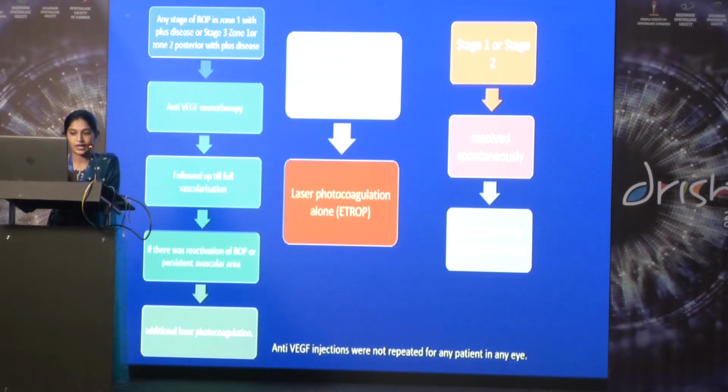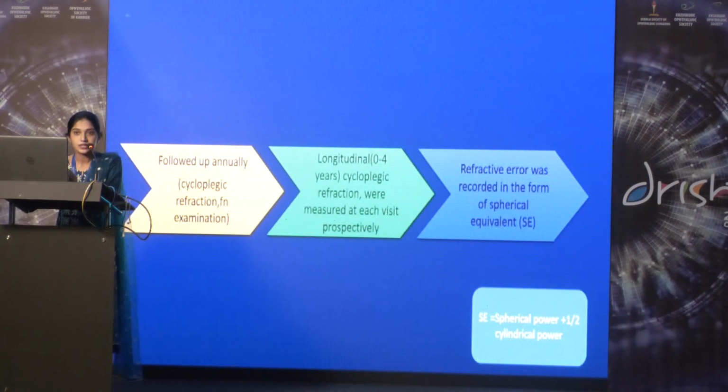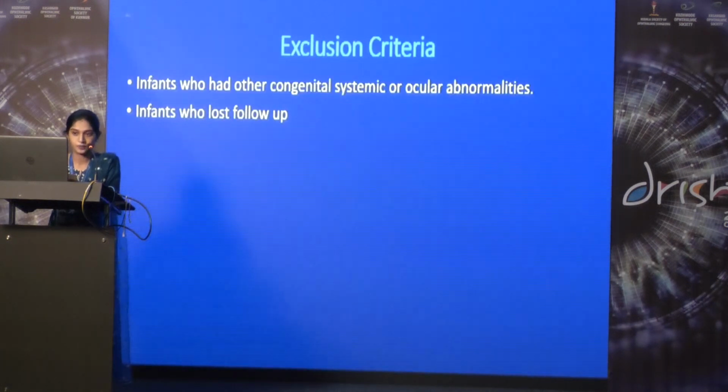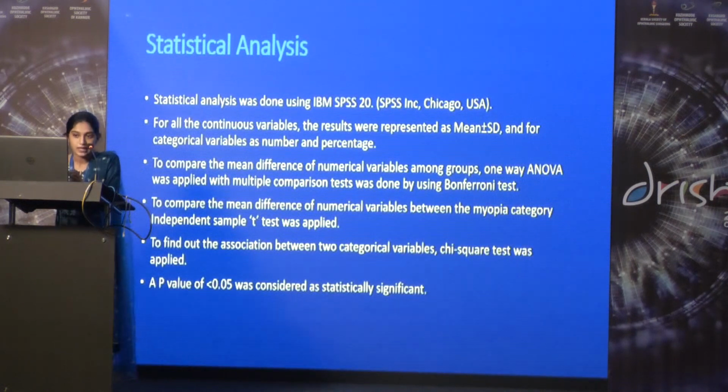Anti-VEGF injections were not repeated in any eye, and these children were followed up annually with cycloplegic refraction and fundus examination. Longitudinal cycloplegic refraction was measured at each visit prospectively, and refractive error was recorded as spherical equivalent. We classified these infants based on refractive error, according to the literature, into low myopia, high myopia, emmetropia, and astigmatism. The uncorrected visual acuity was measured with age-appropriate pediatric visual acuity charts in younger children and converted into logMAR. Infants who had other congenital systemic or ocular abnormalities and infants who were lost to follow-up were excluded from the study. Statistical analysis was done using SPSS version 20.